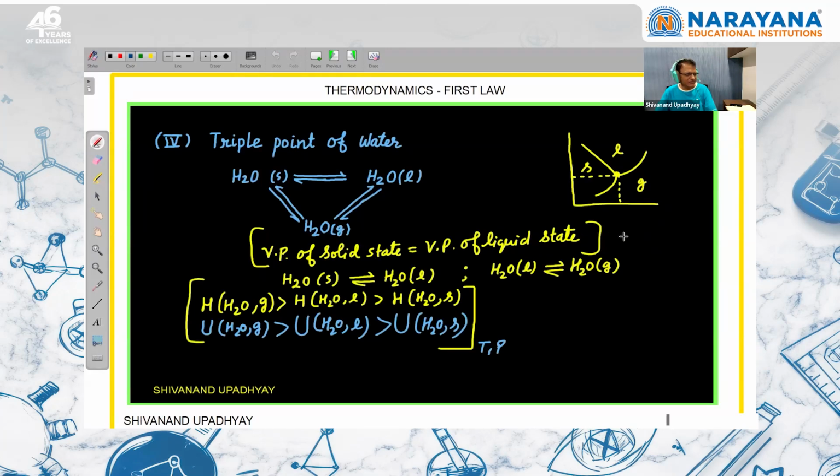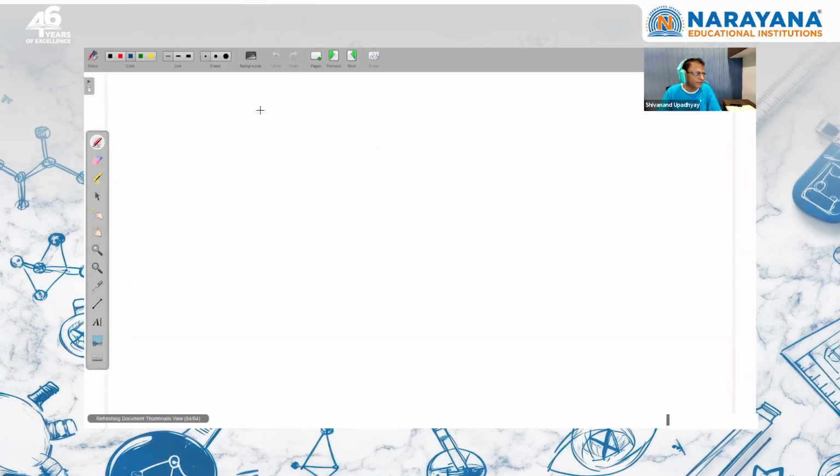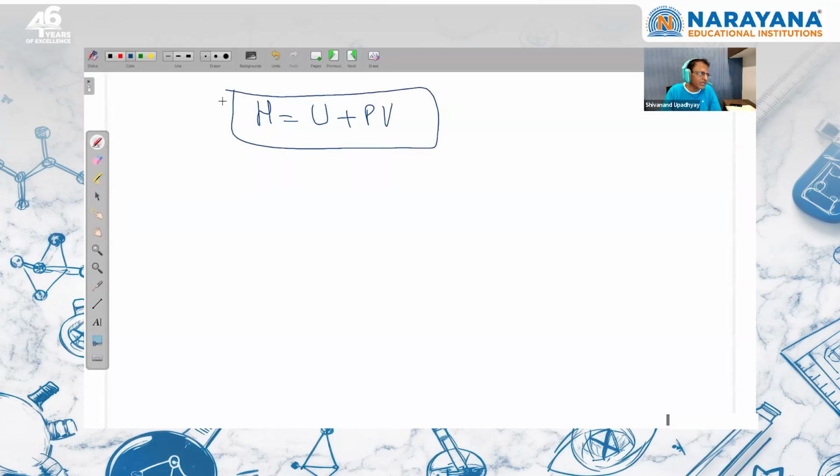You can say same thing, same concepts are there. You can write, right? So relation between enthalpy and internal energy change. I want to discuss some important points because in JEE Advanced many questions have been asked on this. H is equal to U plus PV, right? This is valid for all solid, liquid, gas, chemical reaction. सबके लिए ये valid formula है.